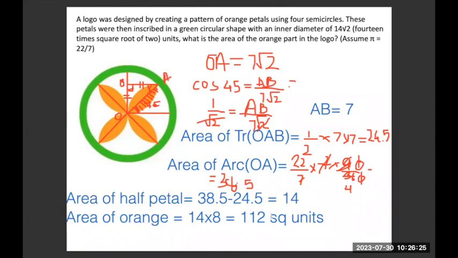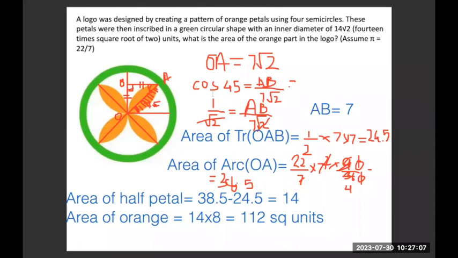Is there any doubt, any question in this case? We were given that the inner diameter of the green part is 14 root 2, which means the radius OA is 7 root 2, which means this is 45 degree, this is 45 degree. So I will first find the area of half petal. To find the area of the half petal, I will subtract the area of the triangle OAB from the area of the arc OA, because it's evident from this diagram very easily.